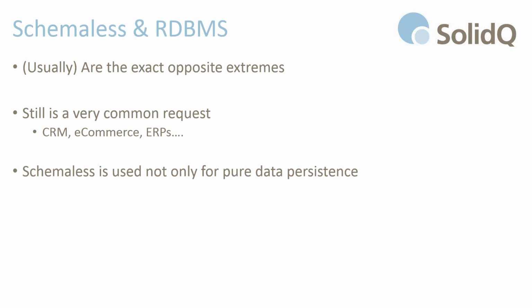And of course the problem is that schema-less and relational database systems are usually at opposite extremes, because the database needs to have an explicit schema defined. This is what happens when you create a table: you actually define your own schema. And on the other side we have the schema-less idea, or the implicit schema idea, where we don't have a schema at all. But still, again, this is a very common request.